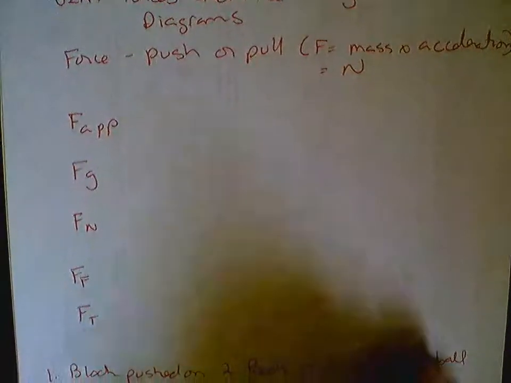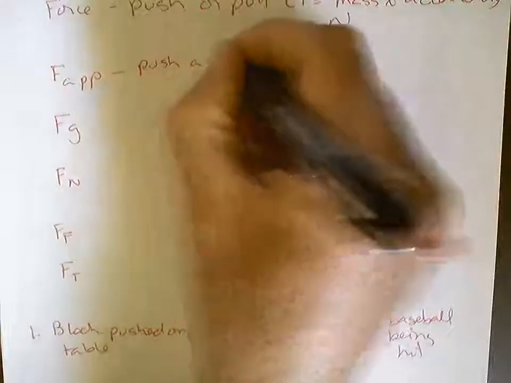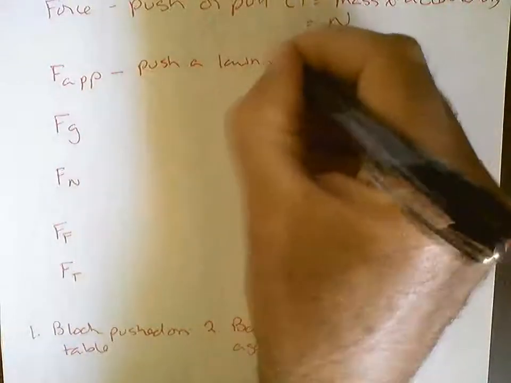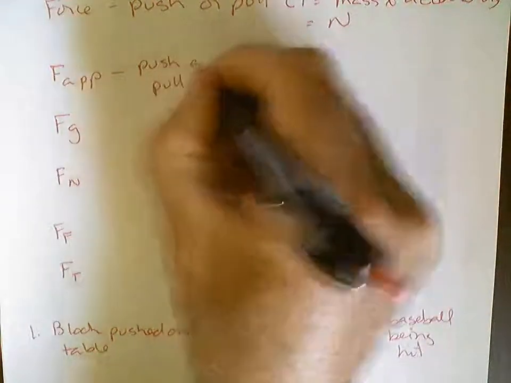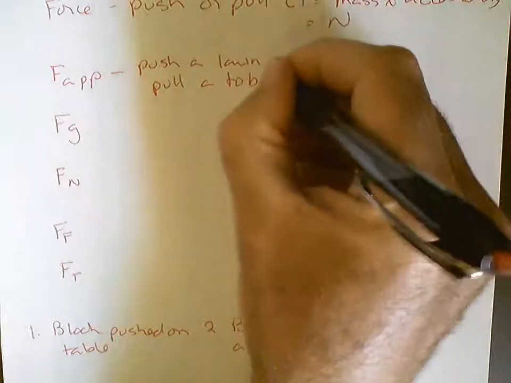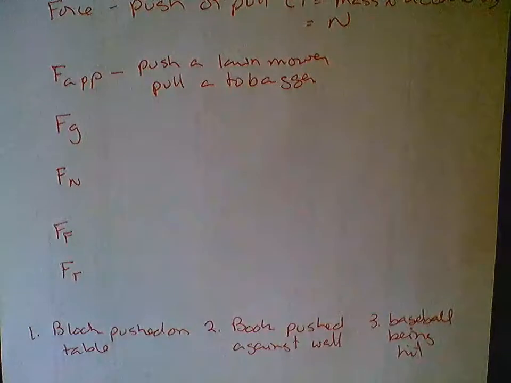Now, some of these forces are easy to understand. So, for example, an applied force would be like when we push a lawnmower or pull a toboggan. So the best way I can talk about what an applied force is just by using examples. It's when we actually push or pull something.